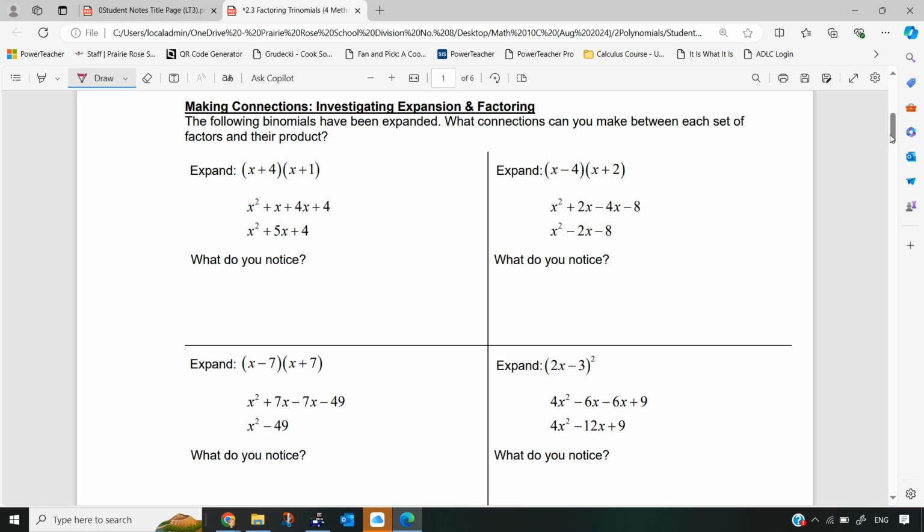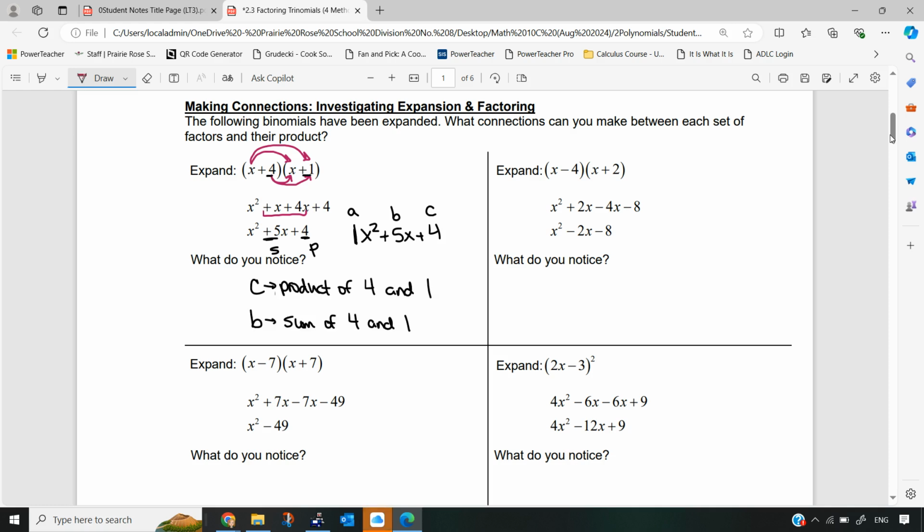Remember that when we're factoring, we're just reversing the process of expanding. So we're going to go through a couple examples here and see if we can notice some patterns. So when I expand x plus 4 times x plus 1, that's going to give me x times x is x squared, x times positive 1 is positive 1x, 4 times x is 4x, and 4 times 1 is positive 4. Then these two middle terms can be combined, and I'm left with x squared plus 5x plus 4. What I want you to do is take a look at our factors and our product and see if there's any connections that you can make. Notice that 4 times 1 is positive 4, and 4 plus 1 is positive 5. So remember when we have x squared plus 5x plus 4, the 1 in front of the x squared is our a value, 5 is our b value, and 4 is our c value. What you should be noticing is that c is the product of 4 and 1, and b is the sum of 4 and 1.